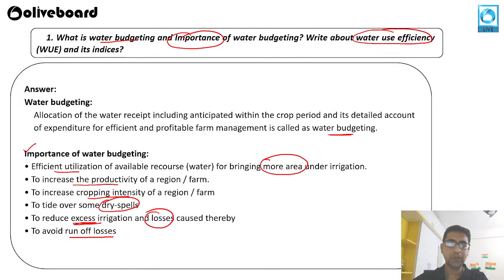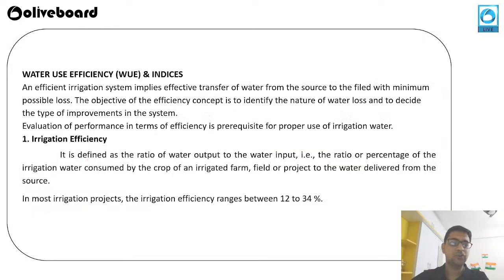Now, water use efficiencies and indices. So how do we do all these things? An efficient irrigation system implies effective transfer of water from the source to the field with the minimum possible losses. So first of all, we have to make sure that from where we are collecting the water to where we are sending the water, there should be minimum loss.